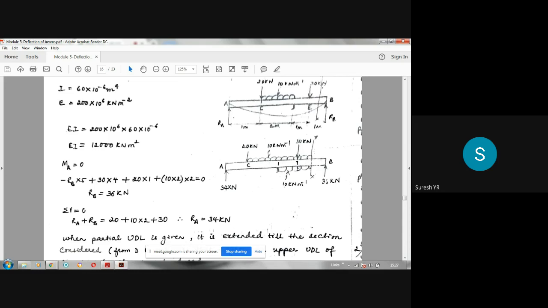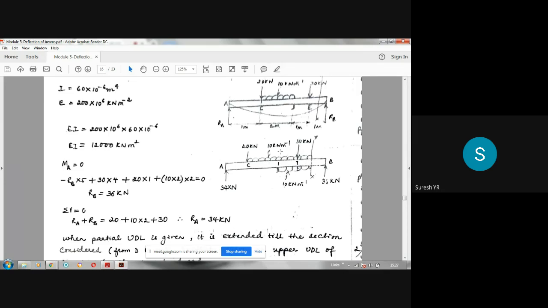So this is what I have taken. So section XX is taken here in this last region. From A to this XX, this distance is X. Okay, we have considered here. Now whenever a partial UDL like this is given, you have to extend this UDL. See, observe here. You have to extend this UDL till this section.